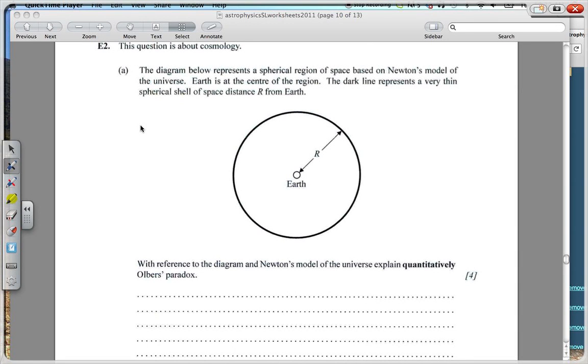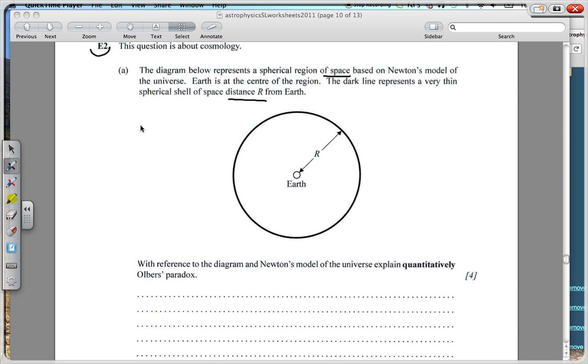Okay, so this is the E2 question of worksheet 3, and this is questions about cosmology. The diagram below represents a spherical region of space based on Newton's model of the universe. Earth is at the center of the region. The dark line represents a very thin spherical shell of space at distance r from the Earth.